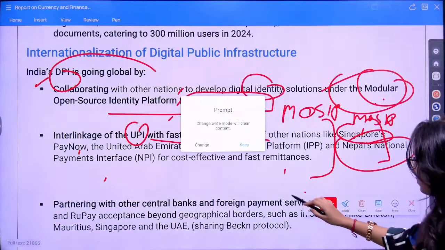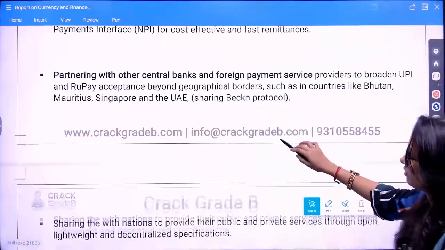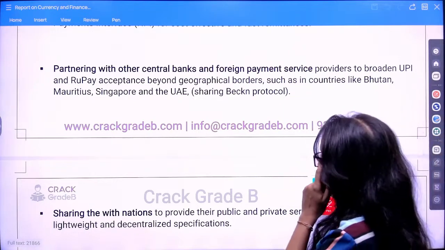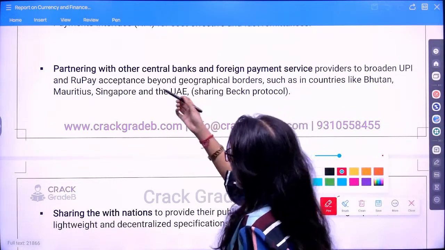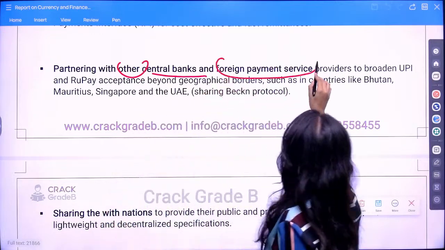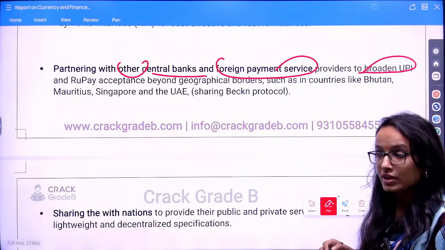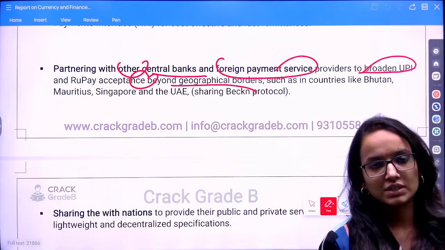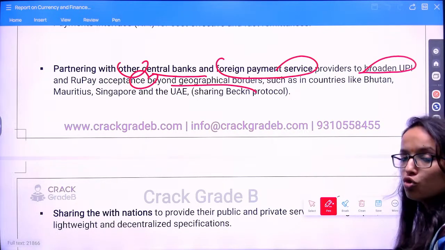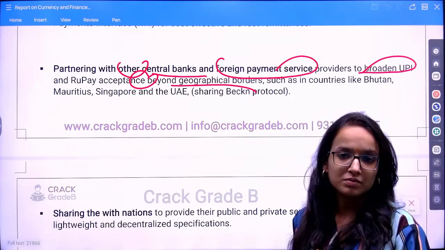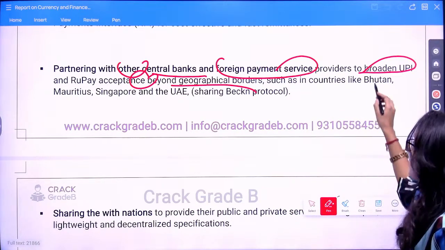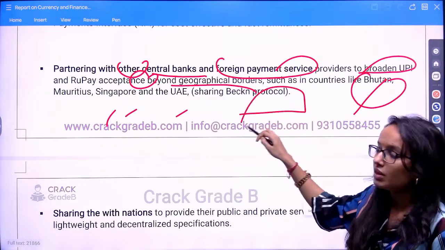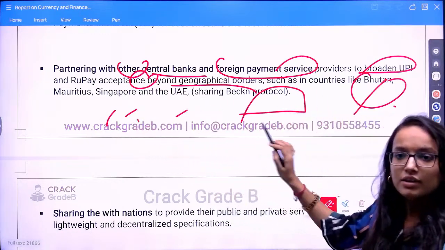Now, we are also constantly partnering with other central banks for more digital service providing, partnering with other central banks and foreign payment service providers to broaden UPI's reach and RuPay acceptance well beyond geographical borders. So we are in constant collaboration with central banks and other payment providers to make UPI and RuPay reach beyond boundaries. Simple, right? Such as in countries like Bhutan, you know this, right? Bhutan, Mauritius, Singapore and UAE.